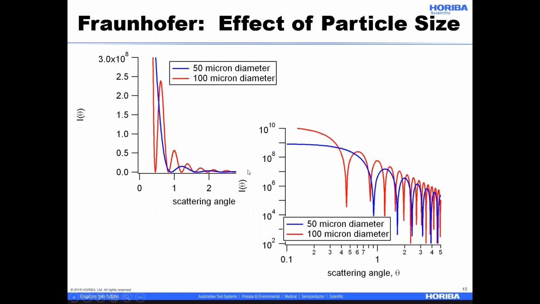So to develop a little bit of intuition here, I plot scatter intensity on the left as a function of scattering angle, or log intensity as a function of log scattering angle for Fraunhofer. And you can see for the blue, that's a 50 micron particle, and the first order peak is at about 1 degree. And then for a 100 micron particle, so larger particles, my first order peak is at a smaller angle. I think it's about 0.7 degrees.